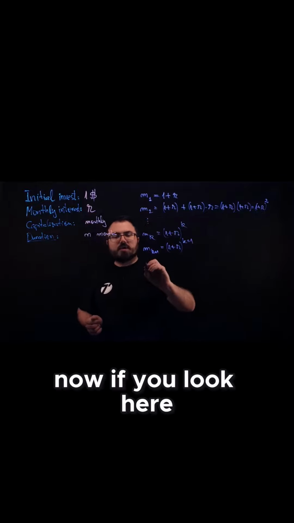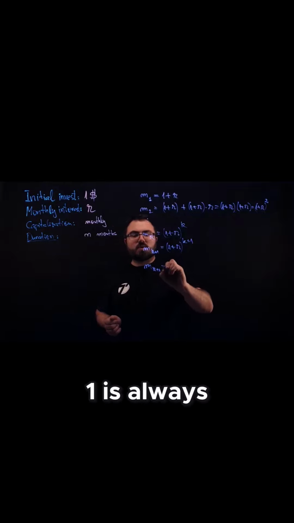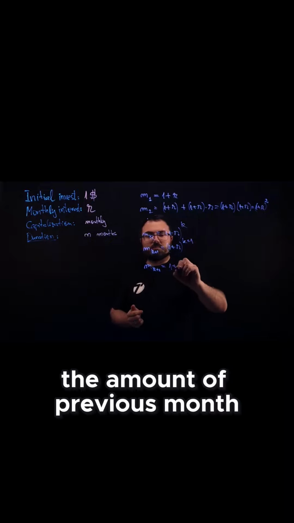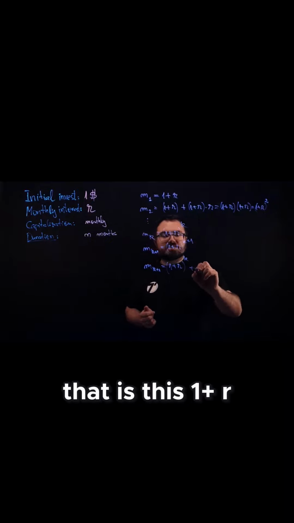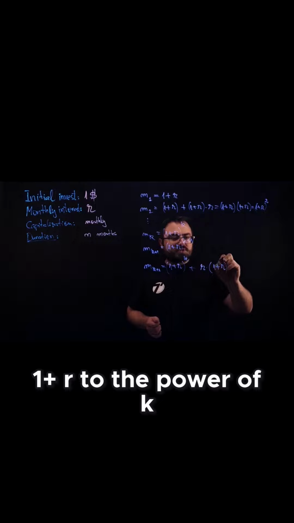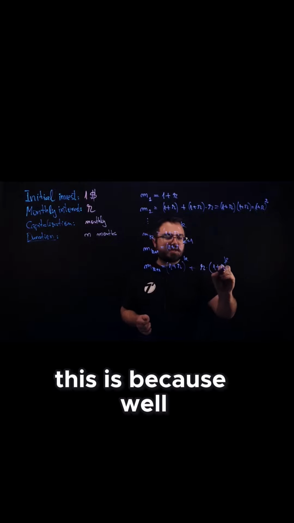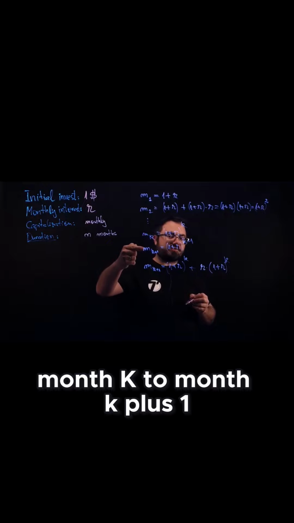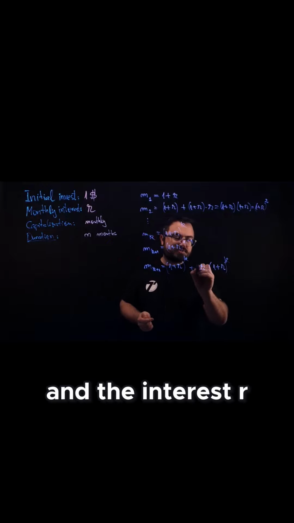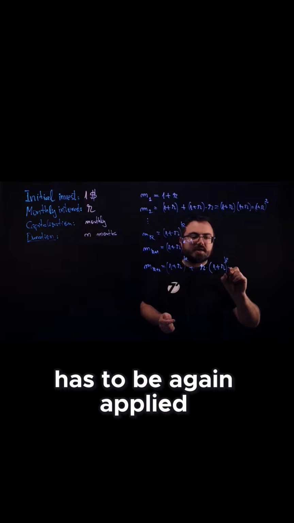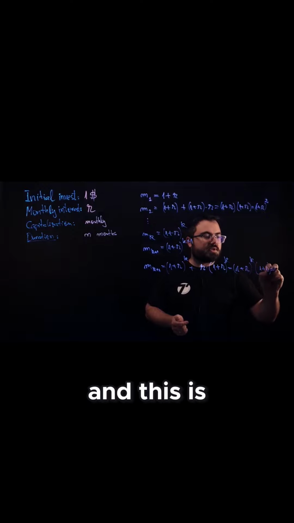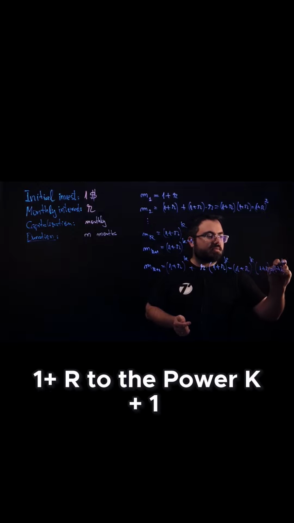Now, if we look here, we see that m(k+1) is always equal to the amount of the previous month, that is this one, plus R times (1 plus R) to the power of k. This is because there's been 1 month since month k to month k plus 1, and the interest R has to be applied again. Now, easily we can factor again (1 plus R) to the power of k. 1 plus R, and this is (1 plus R) to the power k plus 1.